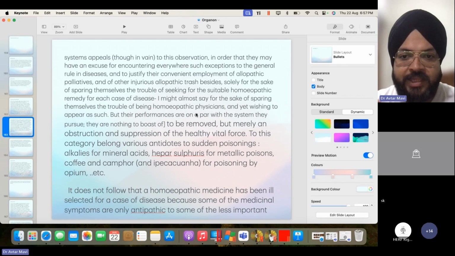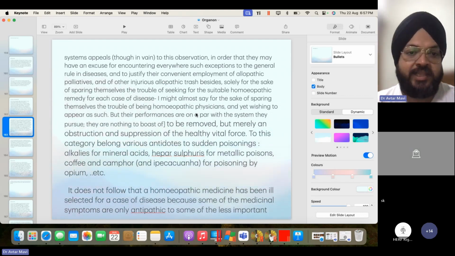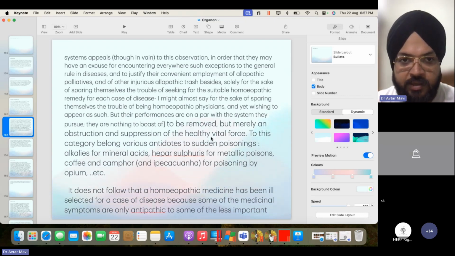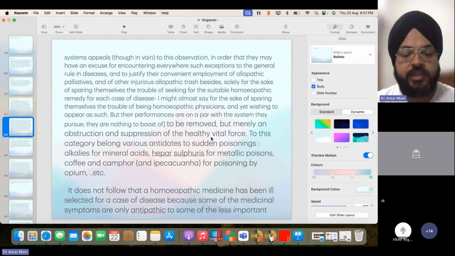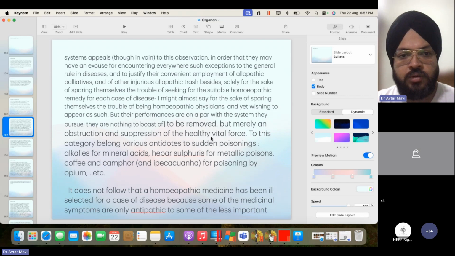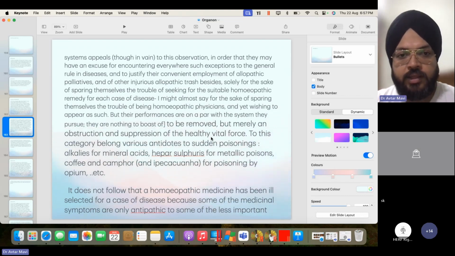Trouble of being homeopathic physicians and yet wishing to appear as such. They want to appear as homeopathic physicians, but they don't want to bear the trouble of being homeopathic physicians. But their performances are on a par with the system they pursue; they are nothing to boast of. So he's saying that the physicians who are giving medicines like this, the results which they are giving are also like the system which they are pursuing, which is nothing to boast of. So just the continuation of the old.